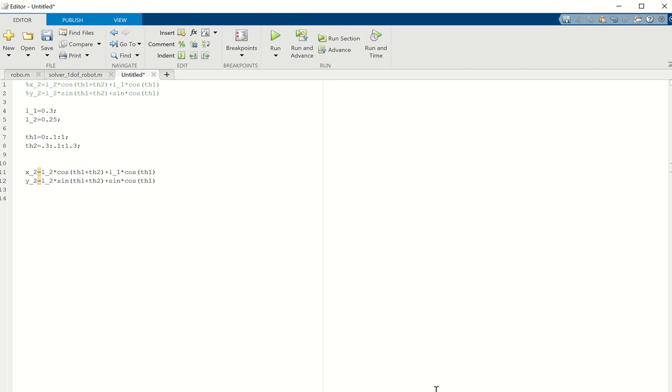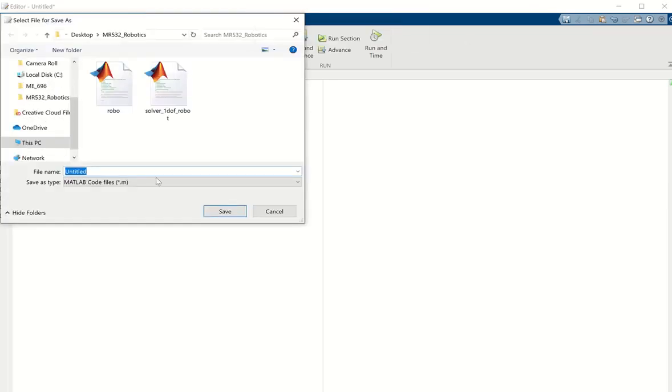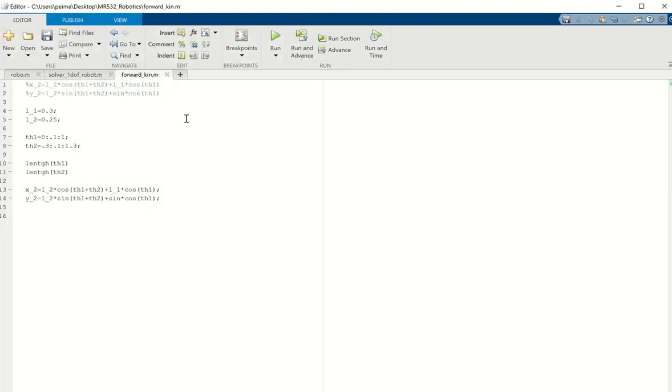If I say length of θ1, and the same here, length of θ2, and if we run them, and I'm saving the forward kinematics. I'm going to upload it on the Blackboard.